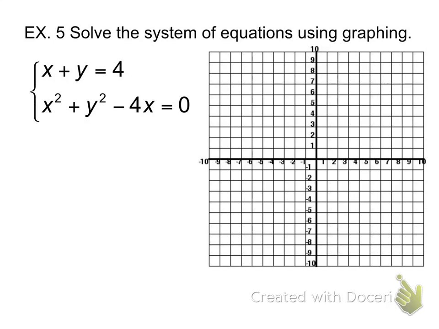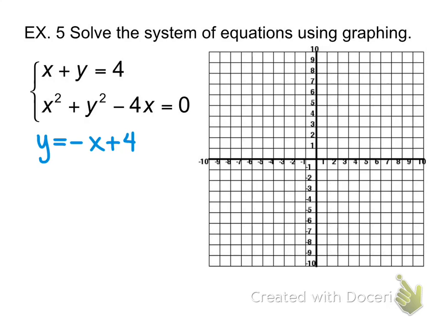So for that first equation, all I have to do is move the x to the other side. So it becomes y equals negative x plus 4. The second equation is going to take a little bit more steps. So let's go ahead and graph this first equation.